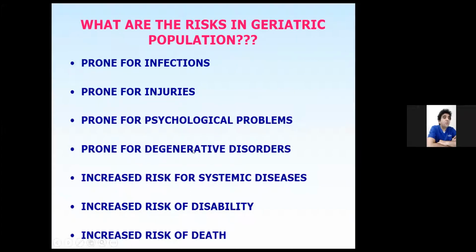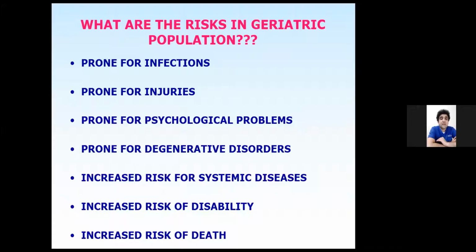As you all know, elderly people are prone to a lot of issues. Infections are very common. Injuries are very common, of course. Psychological issues, degenerative issues. To a large extent, degenerative issues may not come under the category of diseases, but are more of a degeneration. Then there are risks of systemic diseases, increased risk of disability, and of course, we all know there's an increased risk of death. But if you look at all these things, the focus today would be on falls. The reason falls are very important in the elderly is because each and every one of these, which we have mentioned, the infection, psychological problems, degenerative diseases, systemic diseases, disability per se.